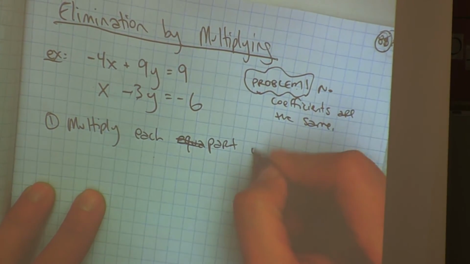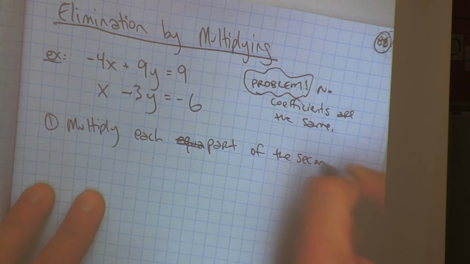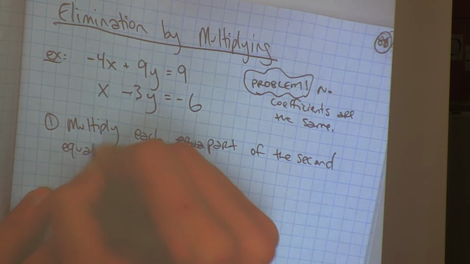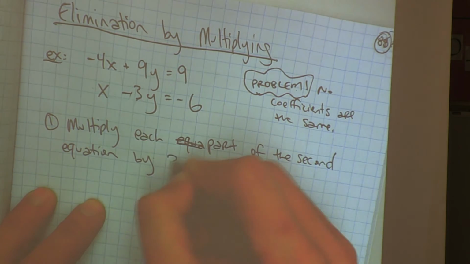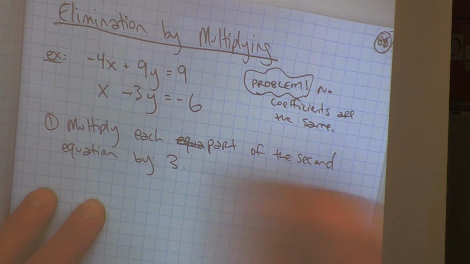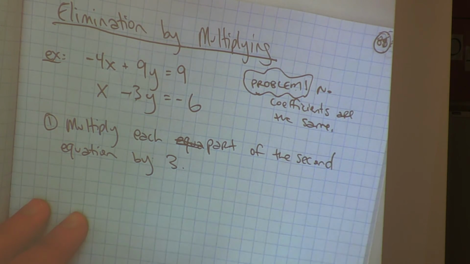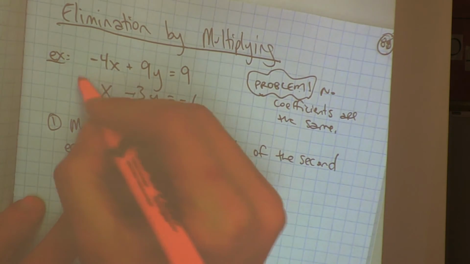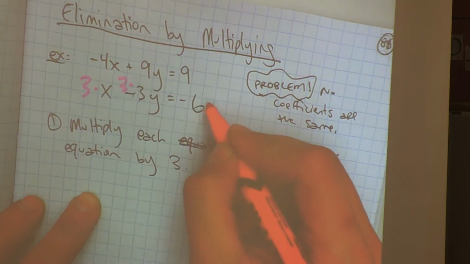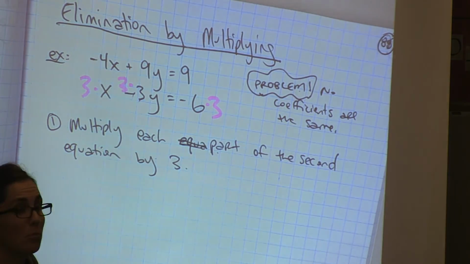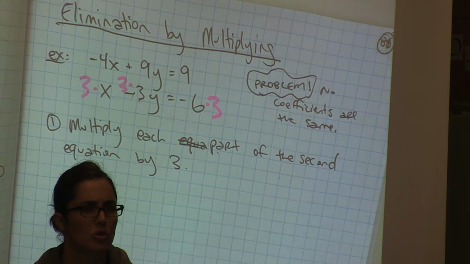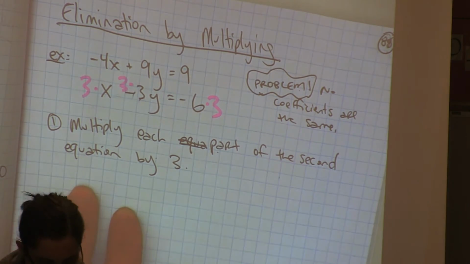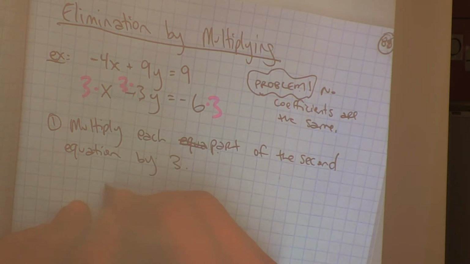Each part of the second equation by 3. Each part. Multiply each part by 3. So my second equation is now 3x minus 9y.